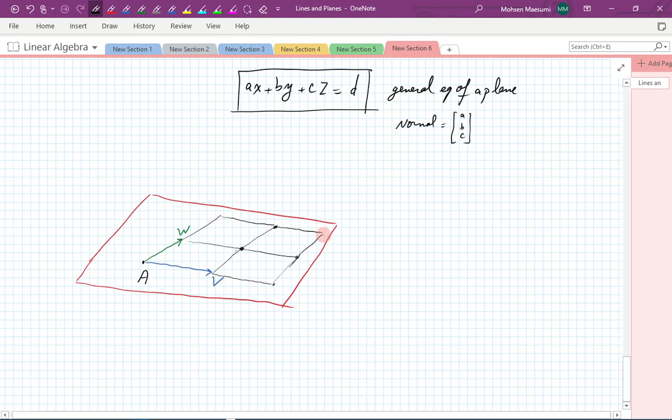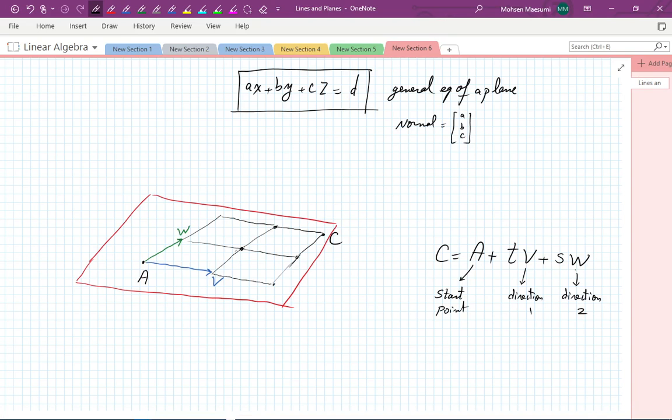How do we arrive at some general point C here? Say start from A, take so many steps in direction of V, and so many other steps in direction of W. So this is the starting point. This is one direction vector, and this will be another direction vector. And you can take as many of the first one, as many of the second one as you want, and then you arrive at your final destination. So that's going to be the equation of a plane with 2 direction vectors. So this is the equation of a plane given 2 direction vectors.